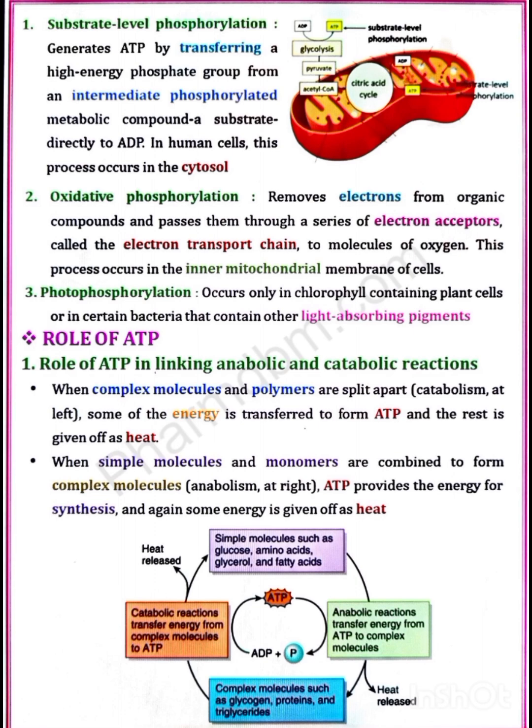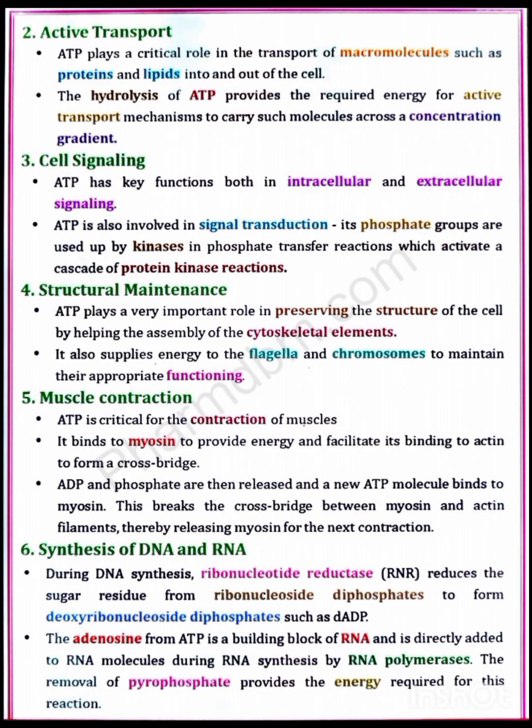The below flowchart shows how simple molecules such as glucose, amino acids, glycerol and fatty acids are distributed in catabolic reactions and anabolic reactions into complex molecules like glycogen, proteins and triglycerides, and how the heat is released from the left and the right sides. The cycle of ATP forming ADP with the third phosphate group is also given. Please observe this flowchart. Second one, active transport. ATP plays a critical role in the transport of macromolecules such as proteins and lipids into and out of the cell.